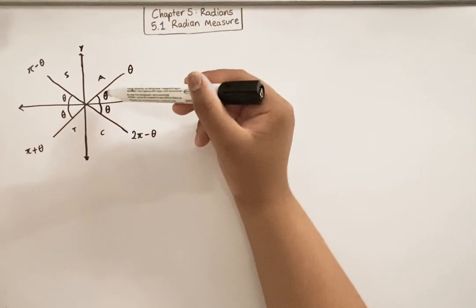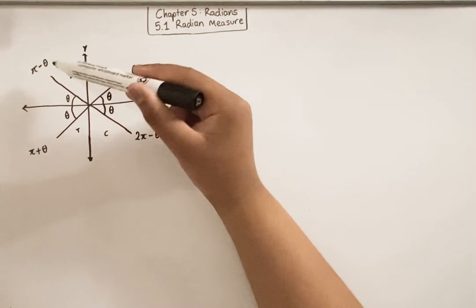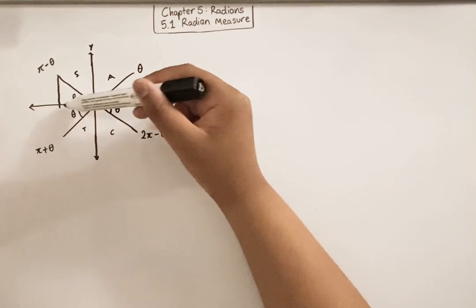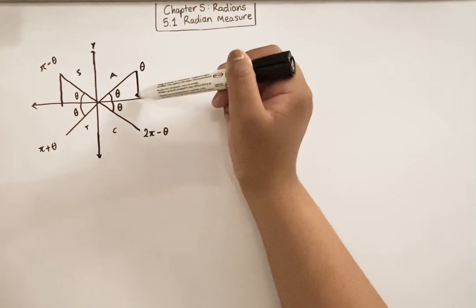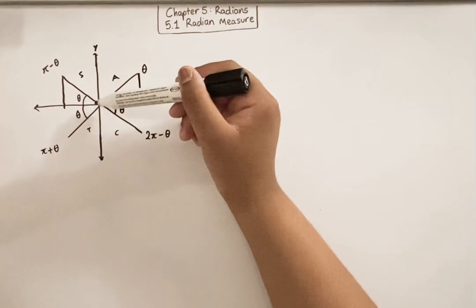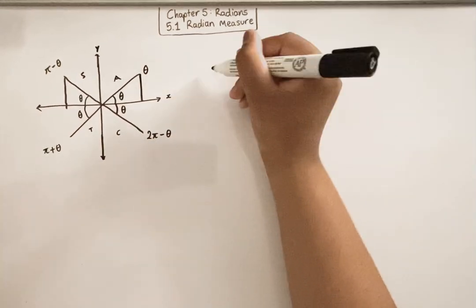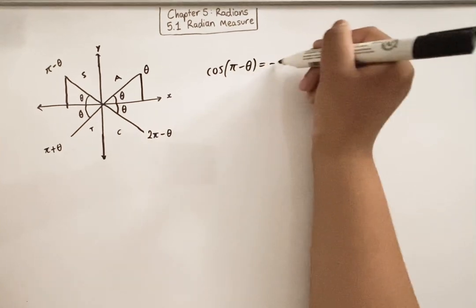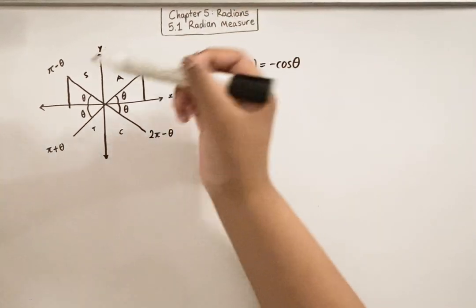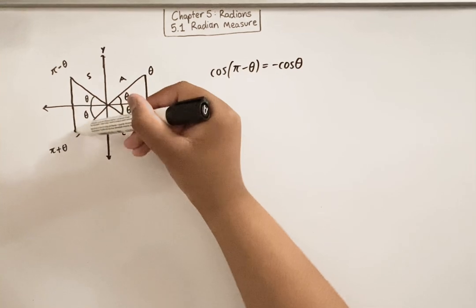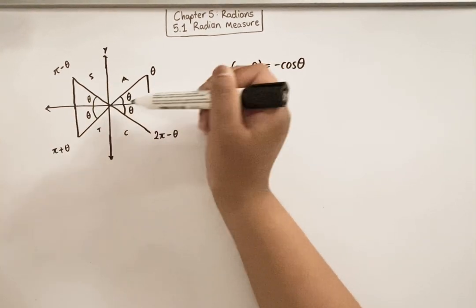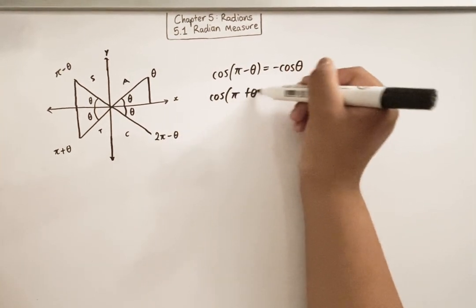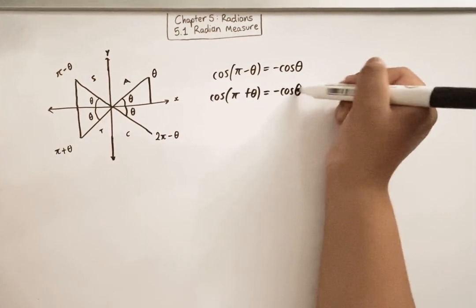So for the angle pi minus theta, we can see that the cos of the angle is just this length here. Because this length is cos theta, we can see that this is positive, and this is just the negative version of this. So the cos of pi minus theta is equal to minus cos theta. We can see that the cos of pi plus theta is the exact same thing. It's the same cos, but in the negative direction. So the cos of pi plus theta is minus cos theta also.